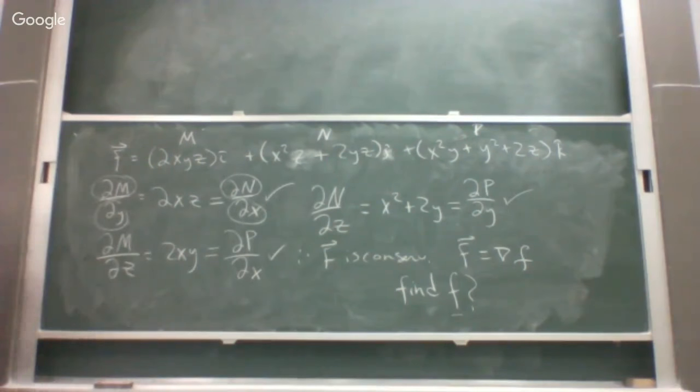It's not always going to be the M dy; that's with the formula for flux and outward and inward flux. This is to show whether it's conservative.